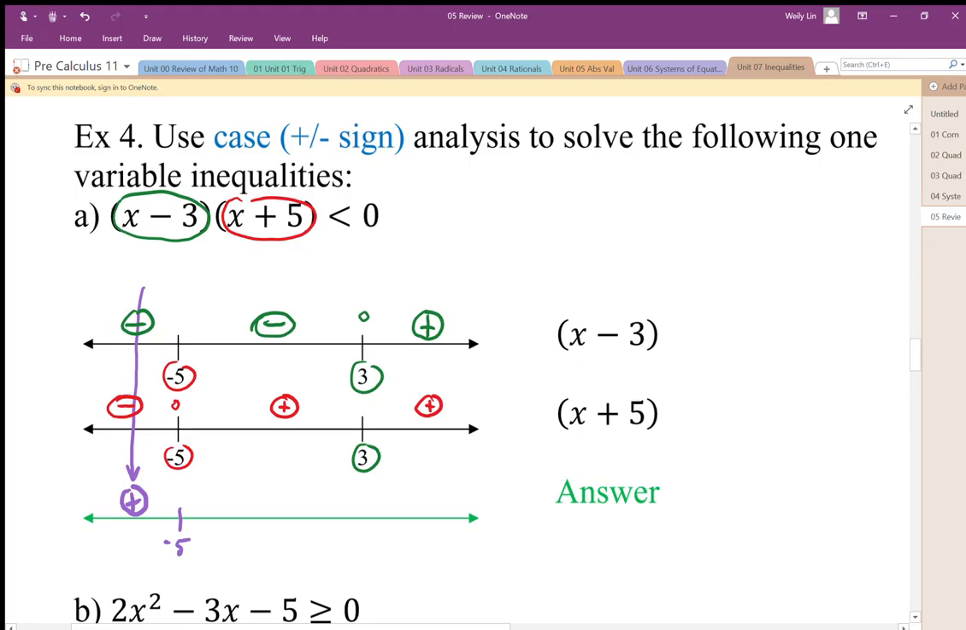Okay, so that does not satisfy that inequality of less than 0. Then I test this region here. When x is 0, I'm going to get negative, positive, so negative. That's a negative. That satisfies my inequality. So I know that my inequality must include this region here. So I'm just going to put a little arrow. I'm not sure where I'm going to stop.